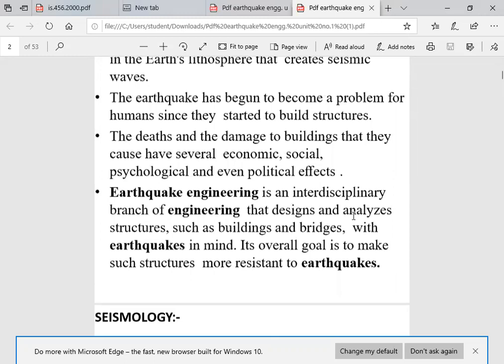It is an interdisciplinary branch of engineering that designs and analyzes structures such as buildings and bridges with earthquakes in mind, and its overall goal is to make such structures more resistant to earthquakes. The basic goal is that we have to make a structure resistant to different dynamic loads, to different types of load. That is our basic goal.